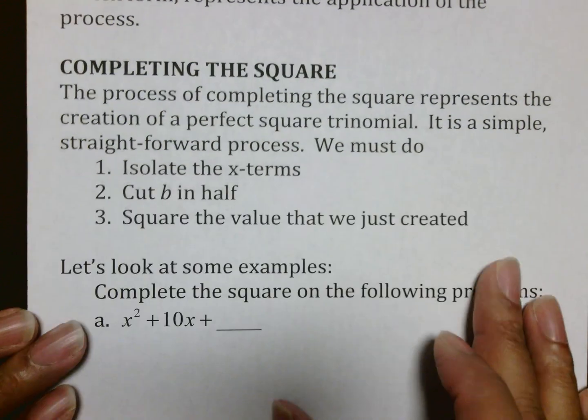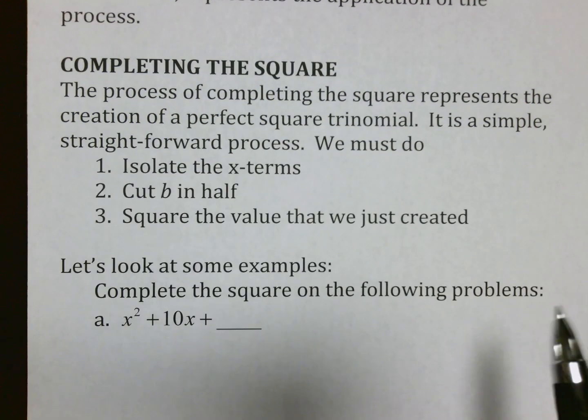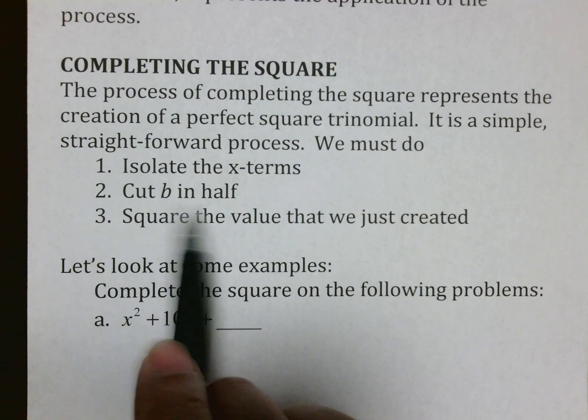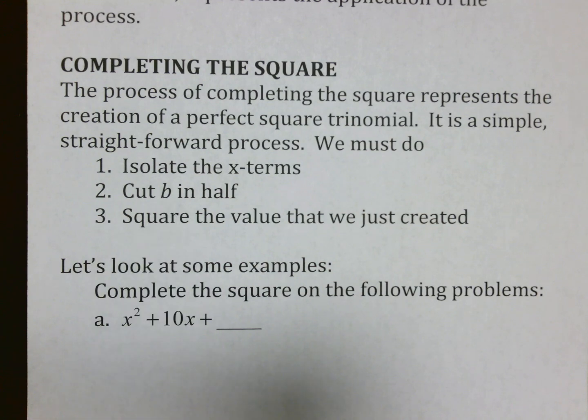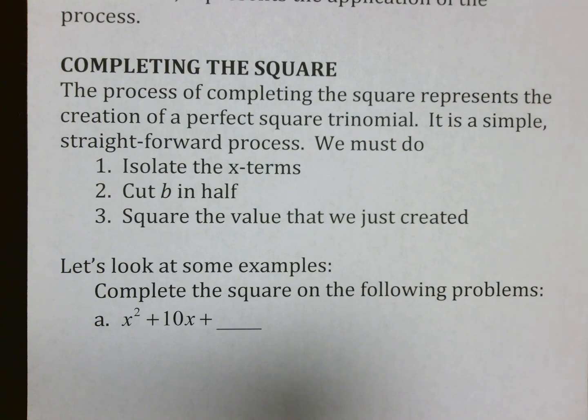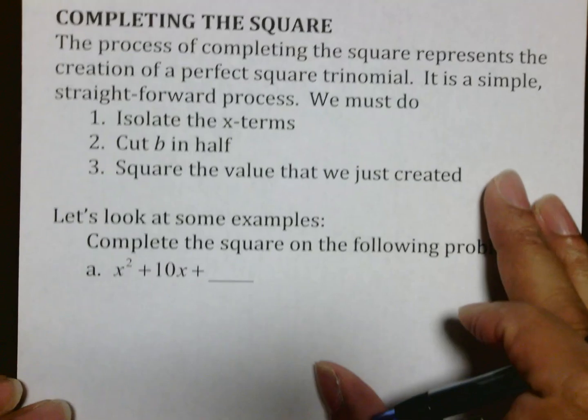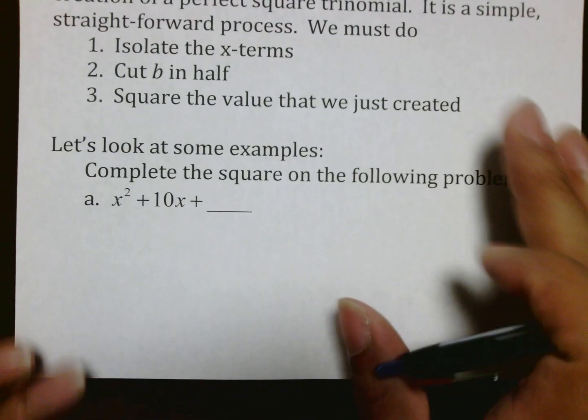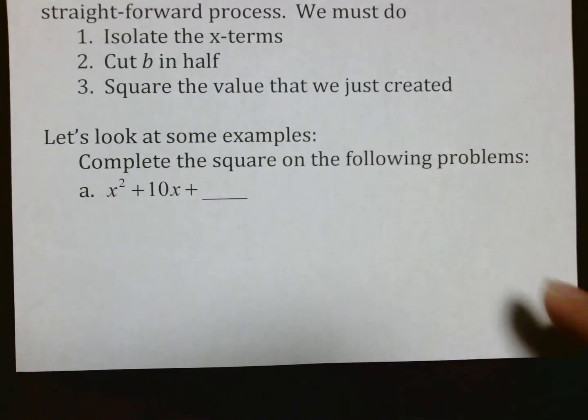a perfect square trinomial. The first thing you want to do is isolate the x terms. The second thing you want to do is cut that b value, which is the one that has an x on it, in half, and then square the value we just created. Again, those three steps, nothing difficult about any one of those, so it's really not a bad situation to be in. So just go ahead and look at some examples because again, there's really no high-tech way to explain it.